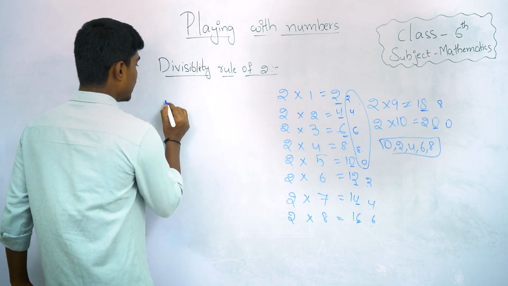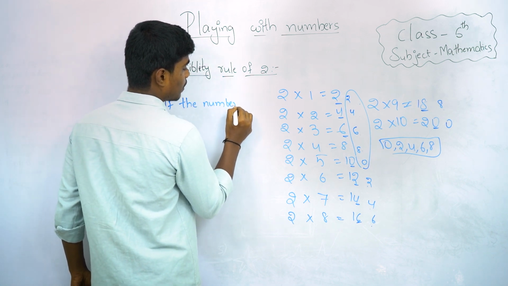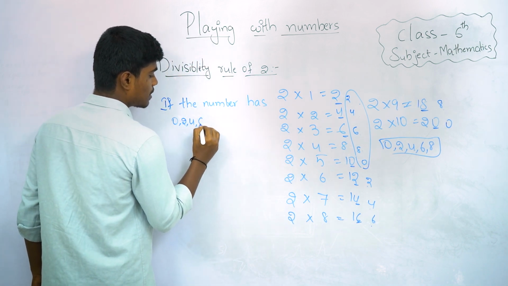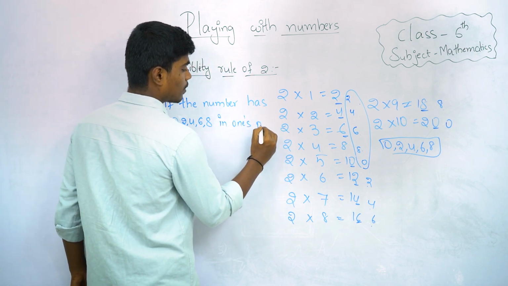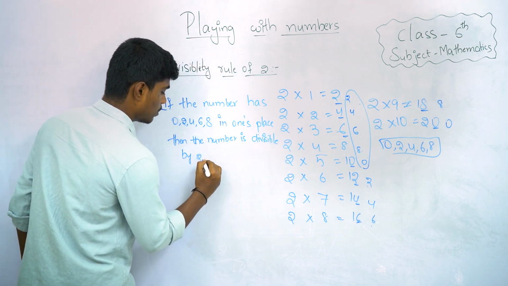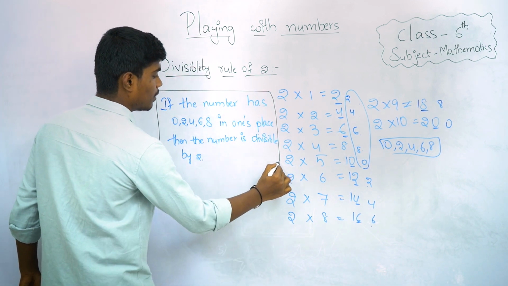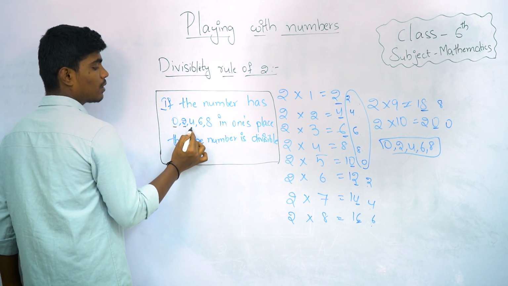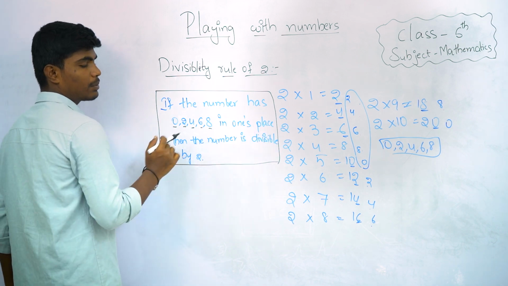If a number has 0, 2, 4, 6, 8 in the ones place, then the number is divisible by 2.